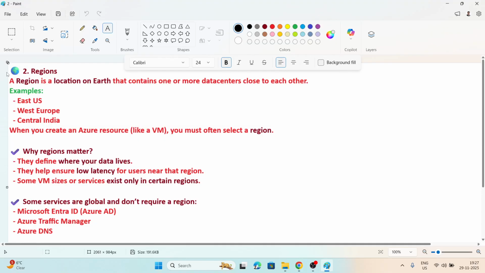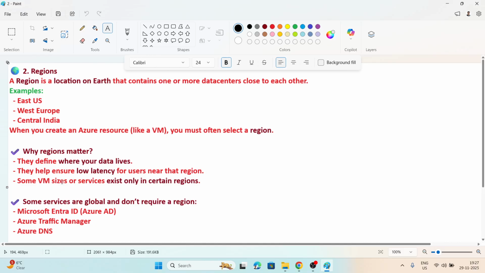So a region is a location on Earth that contains one or more data centers close to each other. For example, East US, West Europe, Central India. And when we create any resource, we have to select a region. And why do regions matter? They define where our data lives. They help ensure low latency for users near that region. So if I am from India and I am creating a resource, I have to place my resources in the India location to reduce the latency.